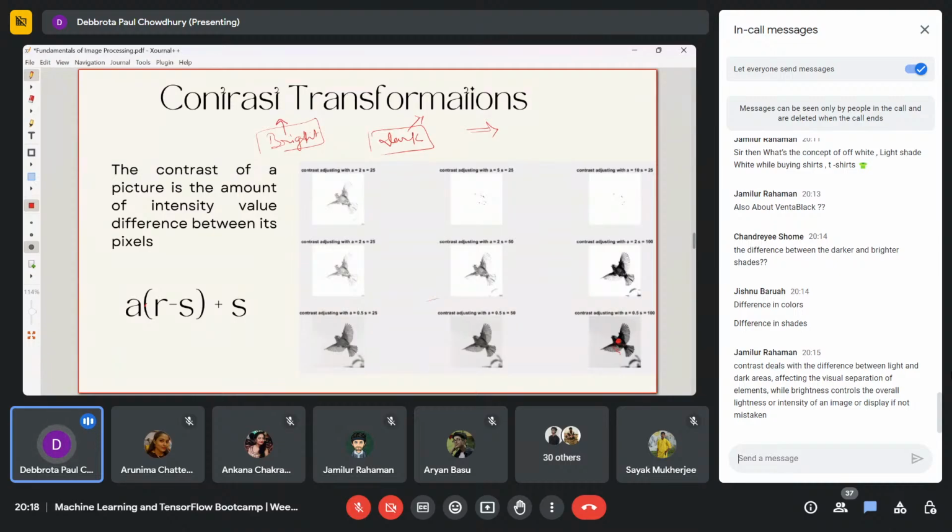And this is the actual formula for how to increase the contrast. So this is your pixel value r, and s is some constant and a is some constant. If you want to increase the contrast by a factor of 2, then you can use a equals 2, s equals 2.5, like that. So basically we are increasing the contrast. If you are decreasing the contrast, you use a value of a less than 0, and if you want to increase the contrast, you use a value of a greater than 0. So that's the thing.